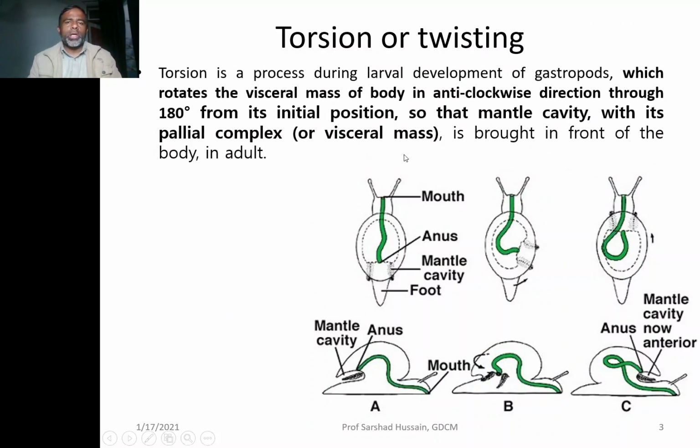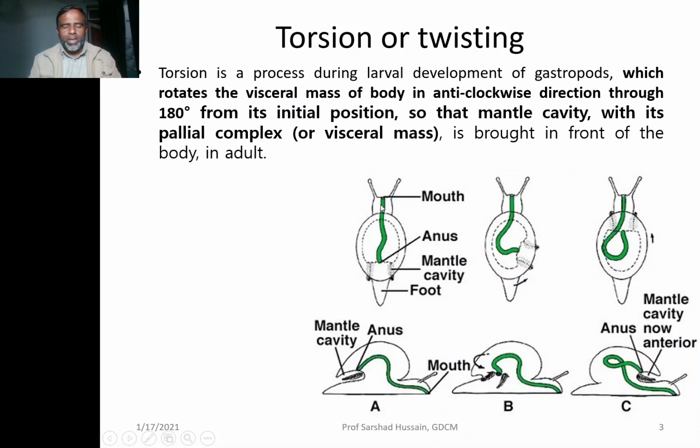Now, torsion or twisting, let us see what it is. Torsion is a process during larval development of gastropods which rotates the visceral mass of the body in anti-clockwise direction through 180 degree from its initial position, so that the mantle cavity with its pallial complex, or pallial complex is also called as visceral mass, is brought in front of the body.